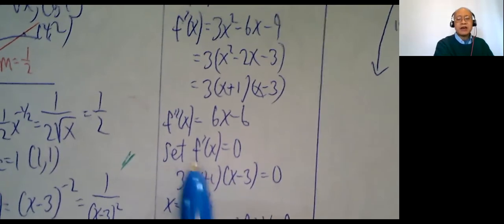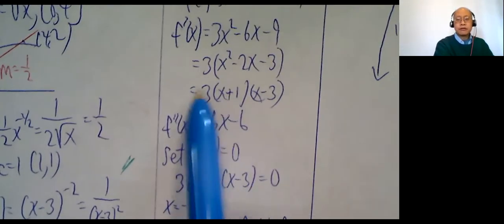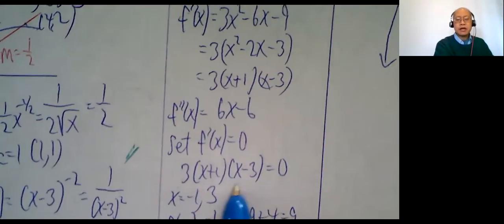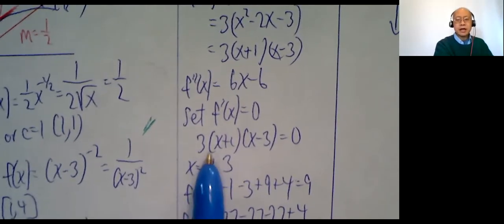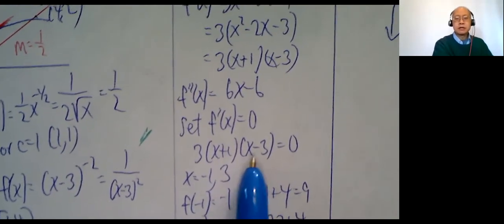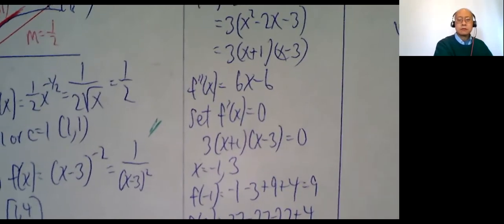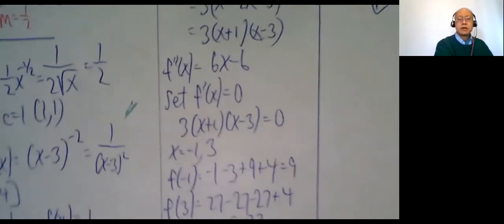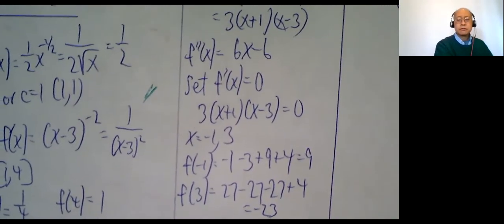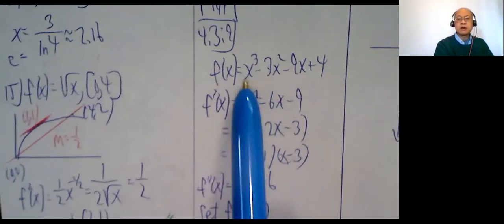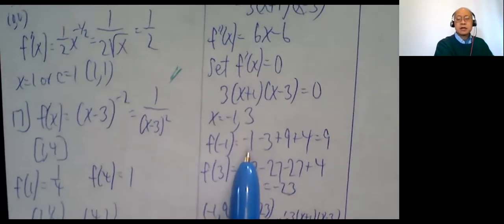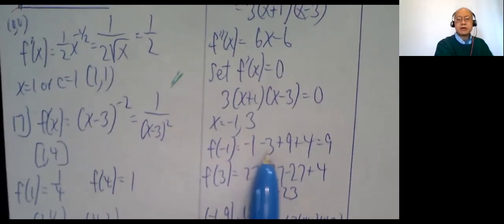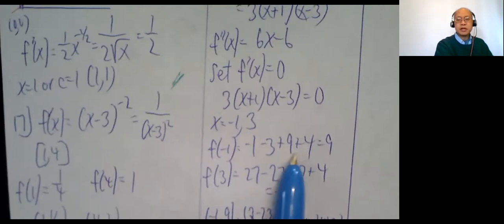Now set f prime of x equal to 0. The first derivative is right here, 3 times (x plus 1)(x minus 3), set it equal to 0. That's easy, -1 and 3. Now find the y coordinates. For the y coordinate, you always plug back into the original. So -1 goes here, here, and here. It comes out to be -1 minus 3 plus 9 plus 4, which is 9.